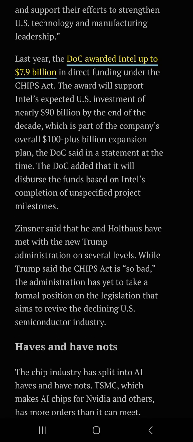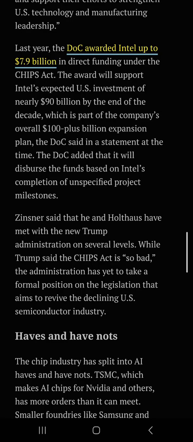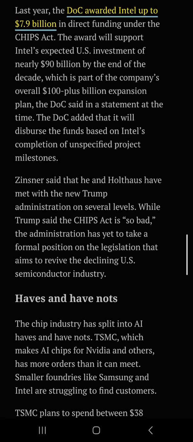Yesterday he said that he and the White House have met the new Trump administration on several levels. While Trump said the CHIPS Act is so bad, the administration has yet to take a formal position on the legislation that aims to revive the declining U.S. semiconductor industry.